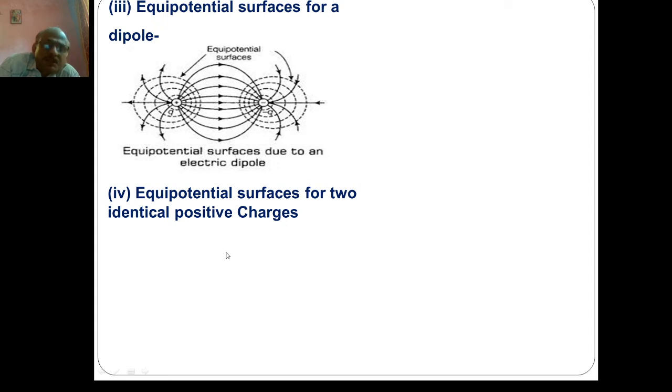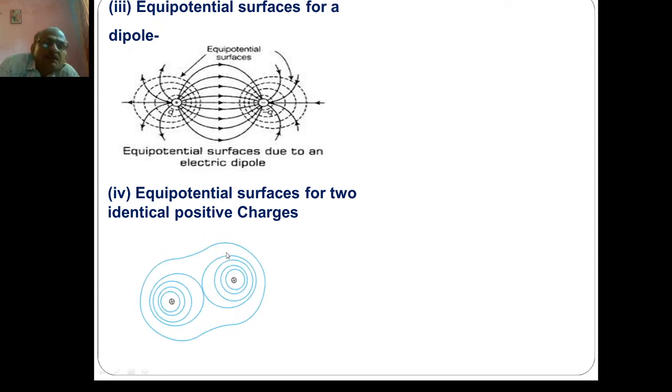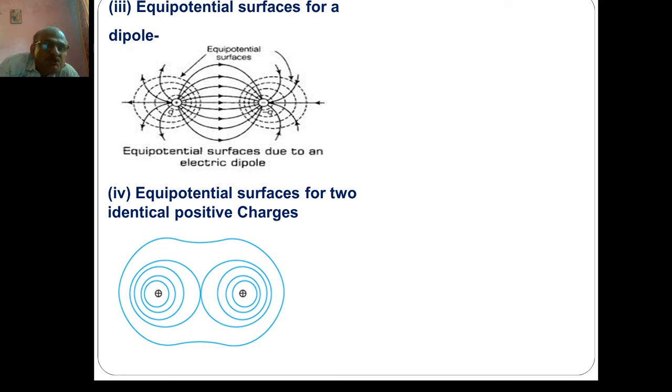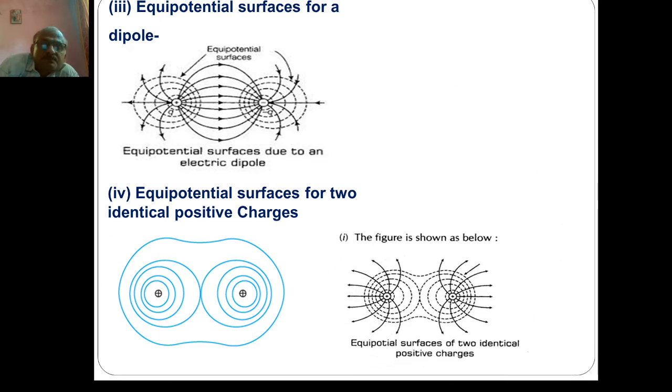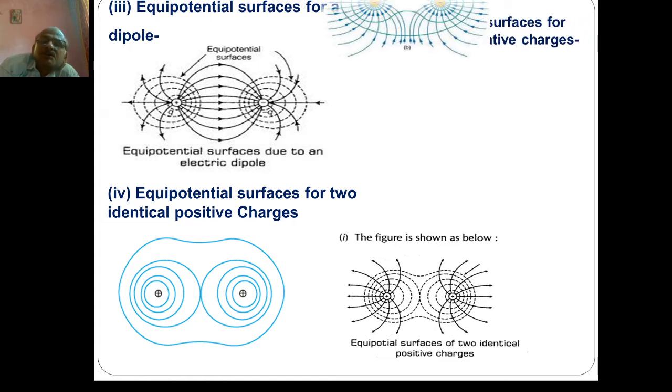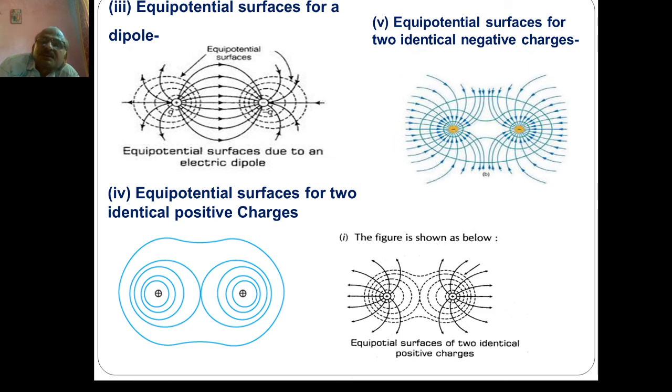Then the equipotential surface for two identical positive charges. Again, due to the force of repulsion on this side, the equipotential surfaces are far apart, and on this side they are close. For two identical negative charges, the equipotential surfaces are as shown here.